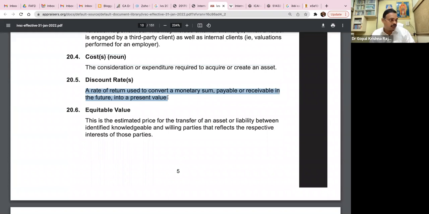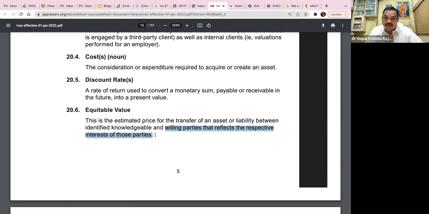Then what are the other definitions you have? Equitable value. For your information, equitable value is defined in 104. Okay, equitable value is defined in 104. Estimated price, willing parties that reflect interest in those parties. Now, what is this word equitable value means? There are other terms also for equitable value. And I will take you to the page, I will take you to 104. In 104, para number 50, I want your attention to para number 50. It has been defined there.